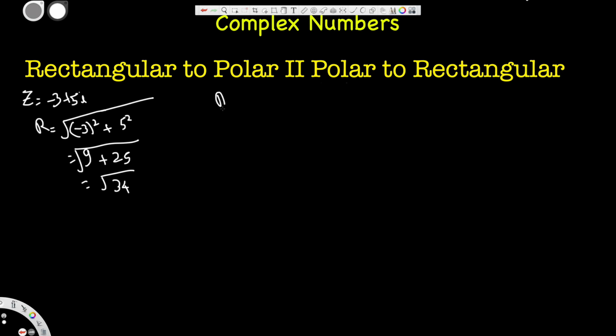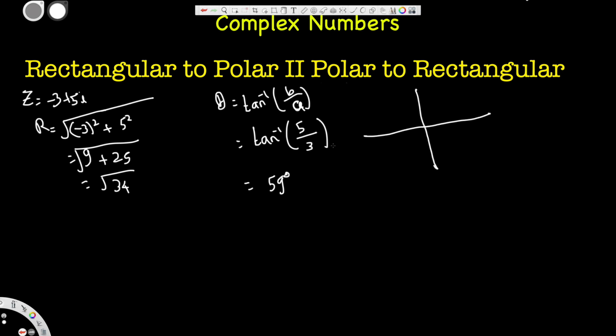Now the next step is to find the theta, and theta is equal to tan inverse b over a. Whenever we use this formula we neglect the negative number, so this is tan inverse of b, 5, over a, 3, so we get tan inverse 5 over 3, and if you calculate this you will get 59 degree. Now we have to see whether it's exactly 59 degree or we have to make some change. To find that out, we have to see which quadrant the complex number is in. Here we have -3 as our real number, so it's on the negative x-axis somewhere here, and then we have 5i, the imaginary number, so it's somewhere here.